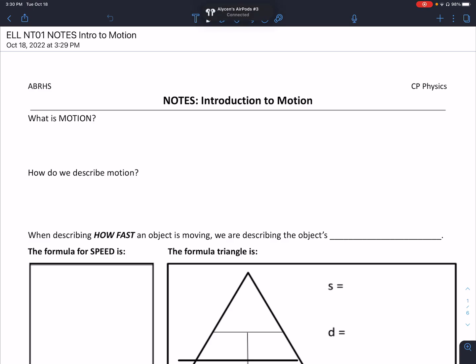Hi, this is Dr. Nigro looking at our introduction to motion and the notes worksheets that we went through in class. First up, when we started this unit, it was all about what is motion. So we should start there with a description.